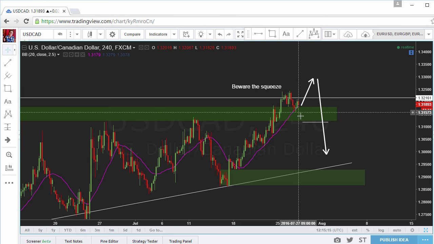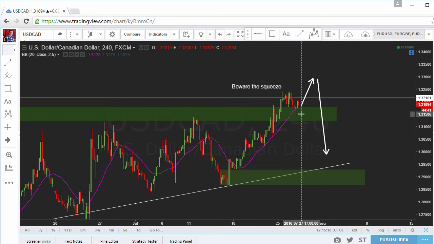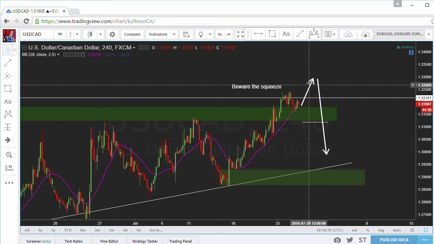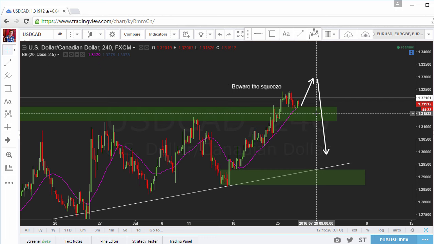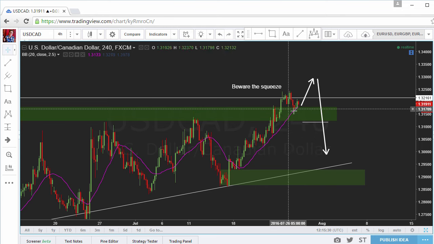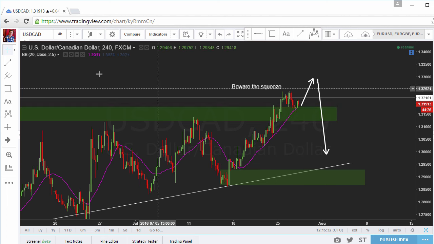So we will either get a strong close below this 20 SMA, which can signal our short, or we will see a strong squeeze. And after the squeeze, then you can be ready and prepared to enter short on this one as well. So those are two potential trades and trade scenarios that I'm watching on the US dollar Canadian.